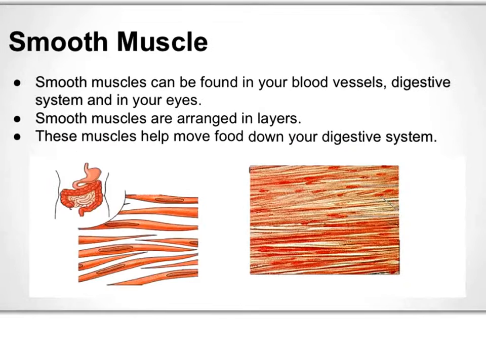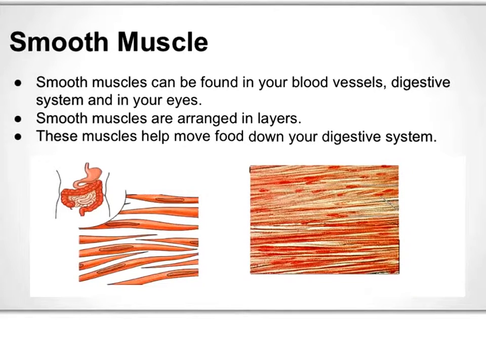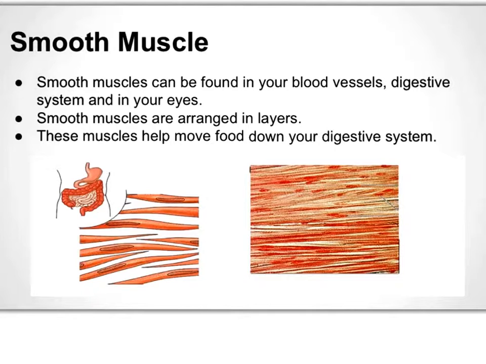blood. Smooth muscles can be found in your blood vessels, digestive system, and in your eyes. It changes the size of your pupil in your eye depending on the amount of light there is. Smooth muscle can operate on its own, which makes it an involuntary muscle.